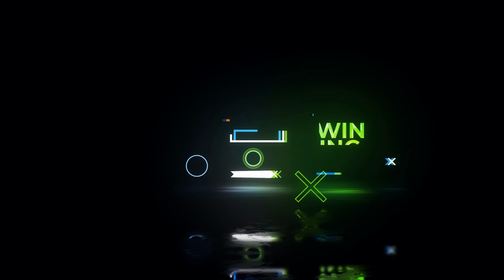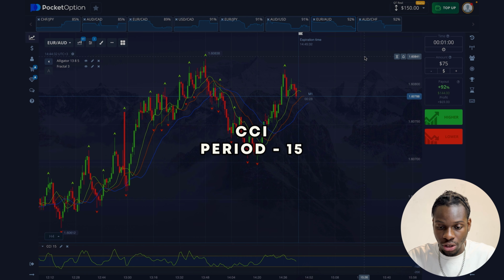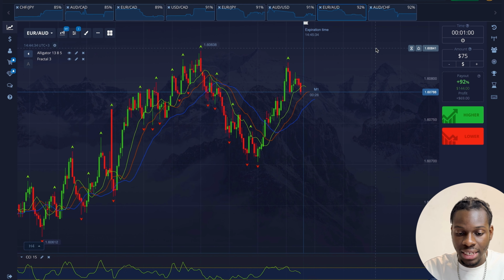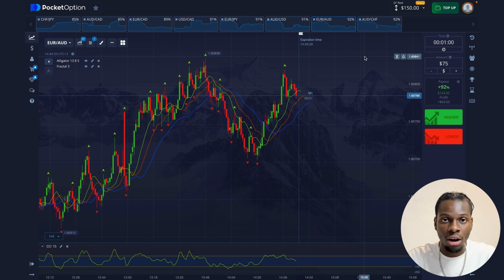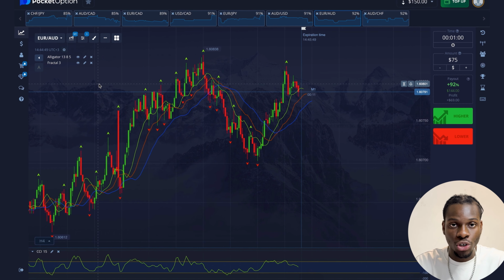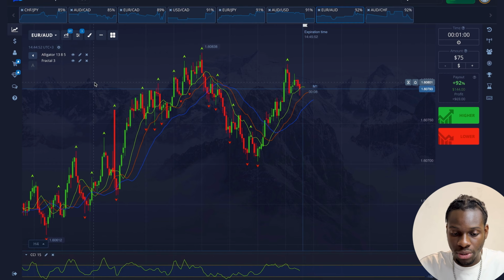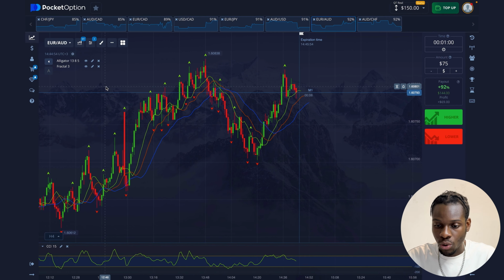So I'm already on the Pocket Option platform and I have a couple of indicators already set up. They are trend-based indicators. We have our Alligator with default settings, our Fractal with a period of 3, and our CCI oscillator with a period of 15. Now, this strategy is a very simple strategy. We just want to be able to read the trend of the market and make moves based on the market trend. And I'll explain each of the trades we're going to take today. By the end of this video, you should have a proper understanding of it and be able to apply it in your own trading as well.